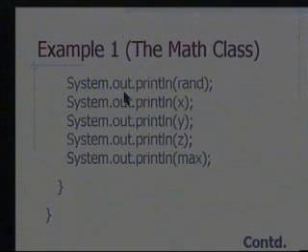System.out.println. So println is a method which is defined in the PrintStream class, and System.out creates an instance of the PrintStream class. So now System.out becomes an instance of the class where the println method is defined. So here is this program. Simply I am printing the value of rand, x, y, z, and max of course I didn't define.